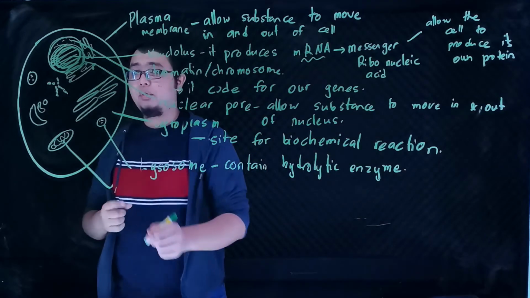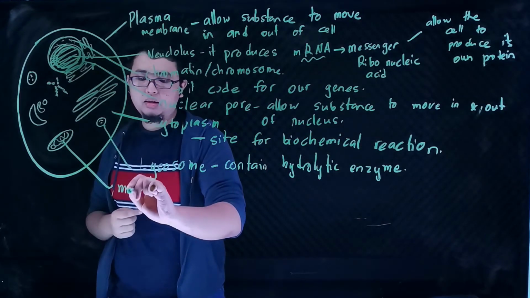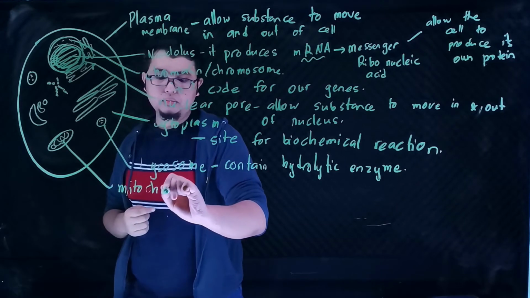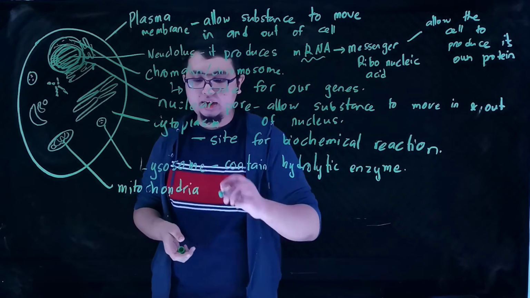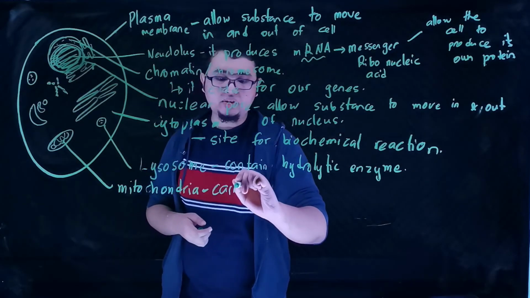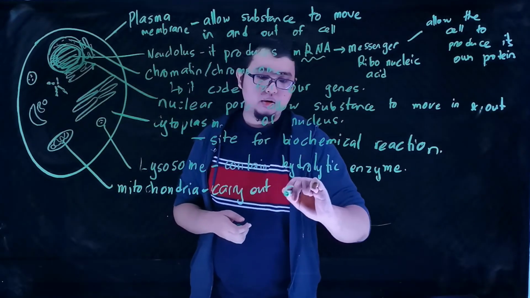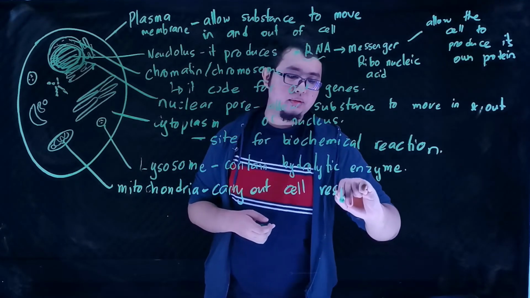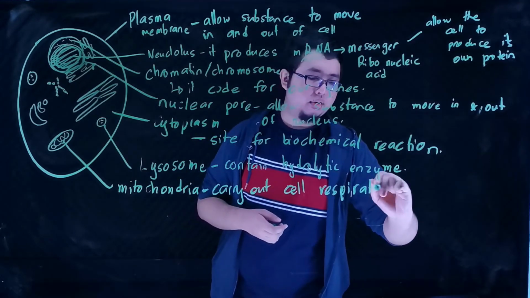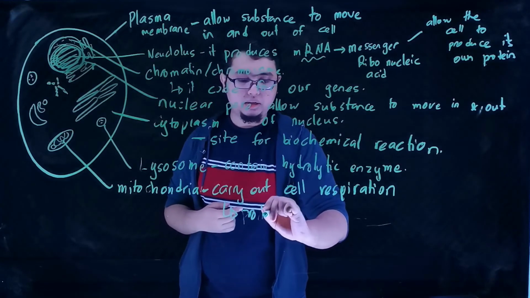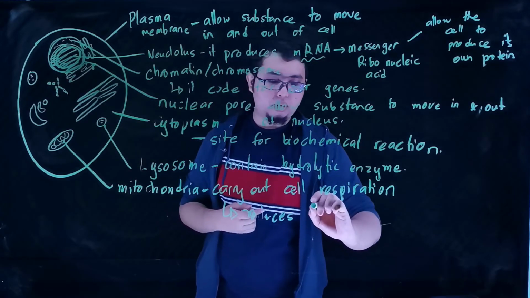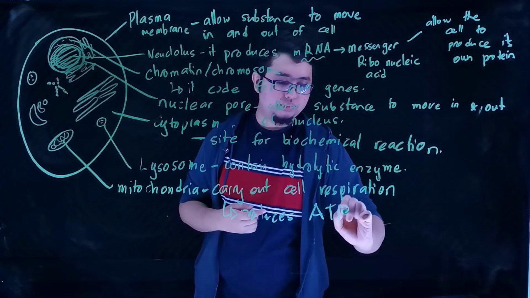And then we have the powerhouse of our cell, the mitochondria. What this does is that it carries out cell respiration, and this produces energy in the form of ATP.